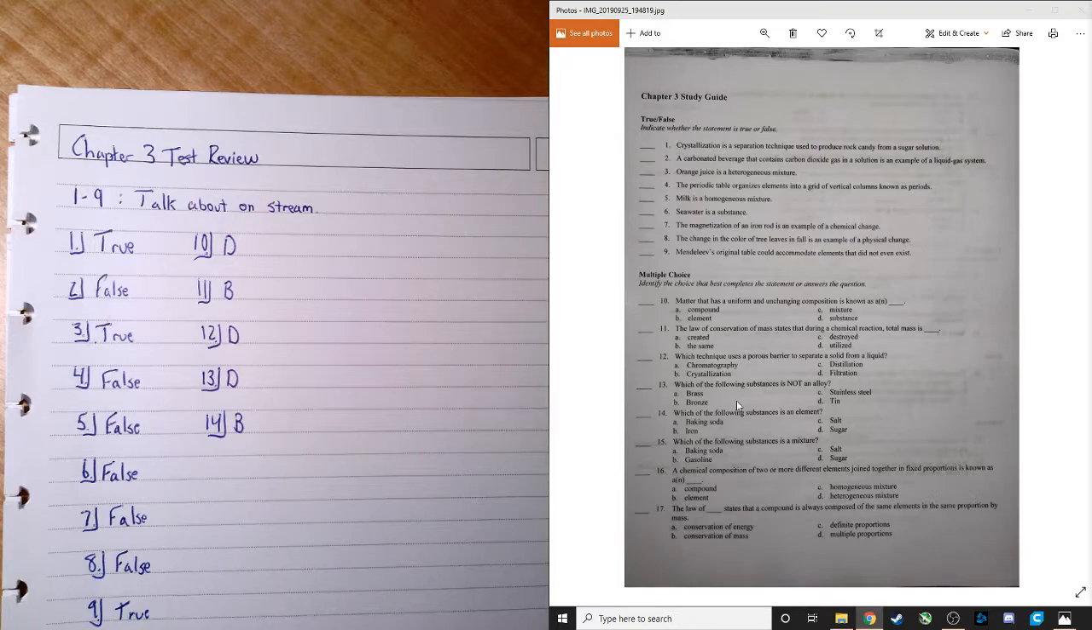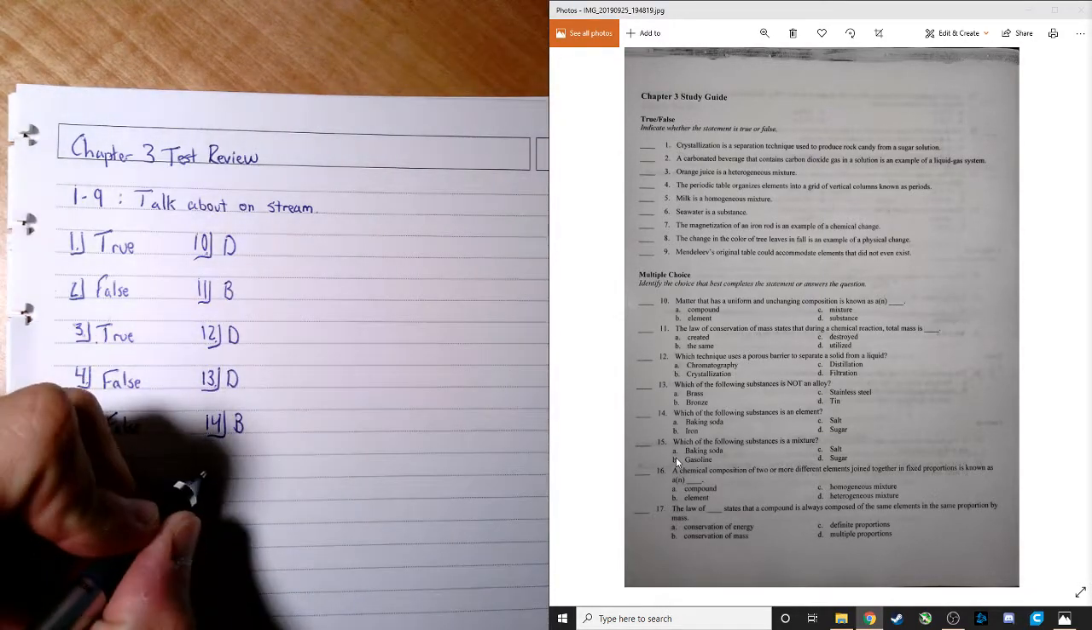Okay, so next. Which of these following substances is a mixture? A mixture is defined as a blend of two or more pure substances in any proportion. So a mixture would be B, gasoline. There's not much to explain there.